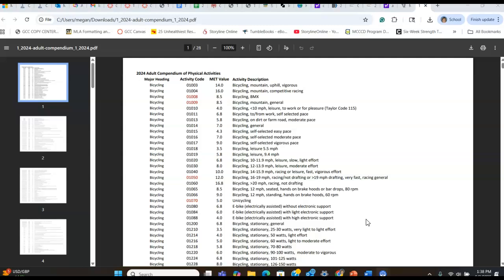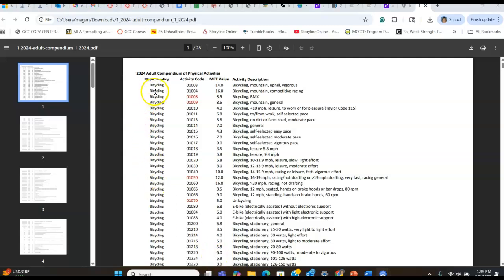In the next part of the lecture, we will talk about the ACSM walking and running equations, but I want to point out this compendium of exercise. This is linked in your module this week. This is the compendium of exercise. It was just updated in 2024, and it gives a variety, pages and pages and pages. How many pages? 28 pages of activities that tell us what the MET level is for that activity.